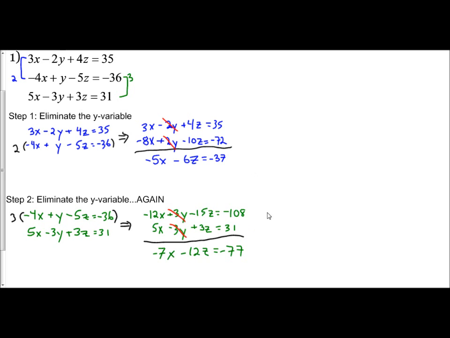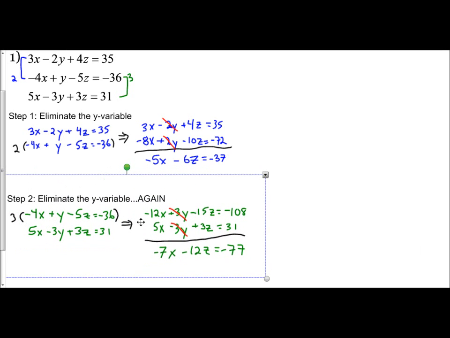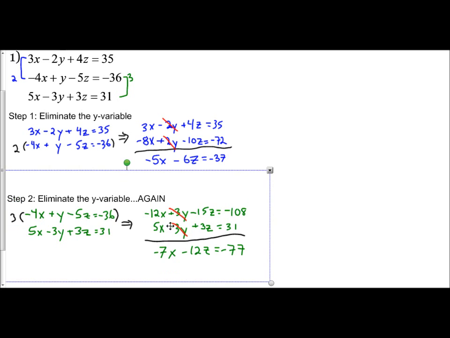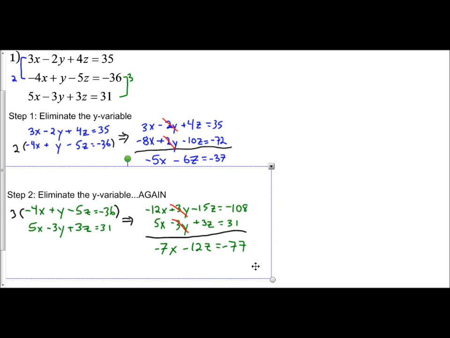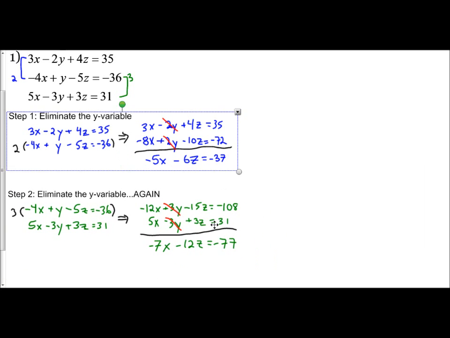And so now we can see the whole reason why I eliminate the y variable again: if I take a look at my system that I just created, I have two equations. Negative 5x minus 6z equals negative 37, and negative 7x minus 12z equals negative 77. Two equations with two variables. I can actually pair these two together, create a new system, and eliminate one of those variables. So that's what I'm going to do.